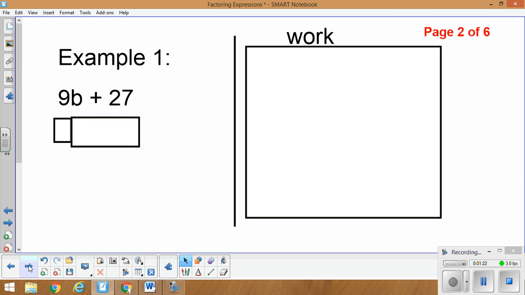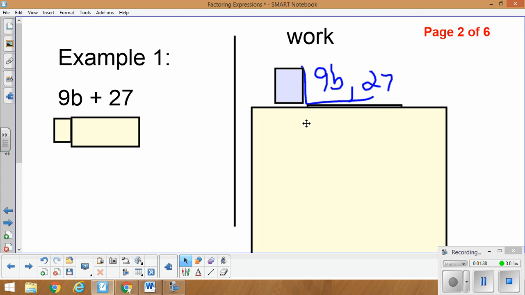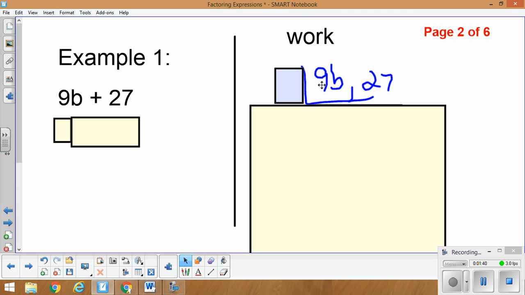So here's example number 1. This example 1 is 9 times b plus 27. What we want to do is factor out a common factor. So what does that look like? We're going to do something called upside down division. We're just going to write 9b comma 27, and think about what number can go into both 9 and 27. Some of you might be thinking 3, some of you might be thinking 9. Either way, I'm going to start with a smaller example and work towards bigger ones.